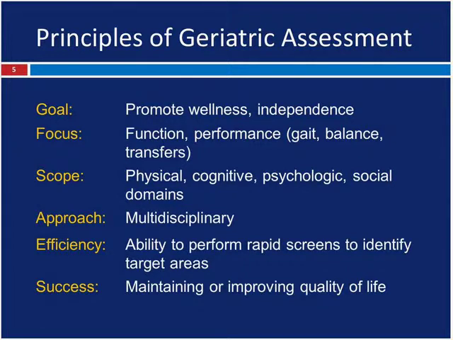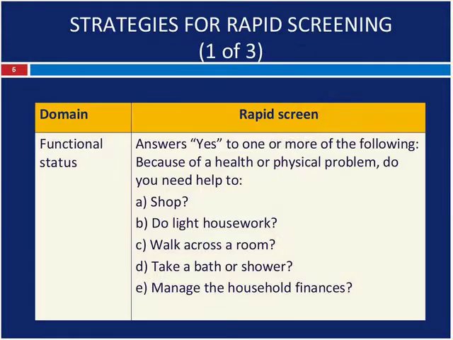There needs to be an efficient mechanism to do so. So the strategy will recommend rapid screens followed by further assessment in targeted areas based on the results of the screen. And our marker of success is to maintain or improve quality of life and function. So I'm going to go through a series of slides for the rapid screening, and that will lead to some of our later slides that talk about the domains of function.